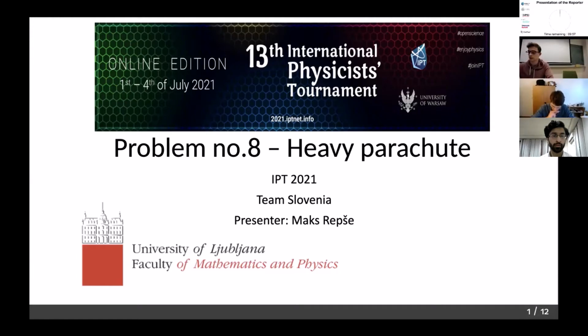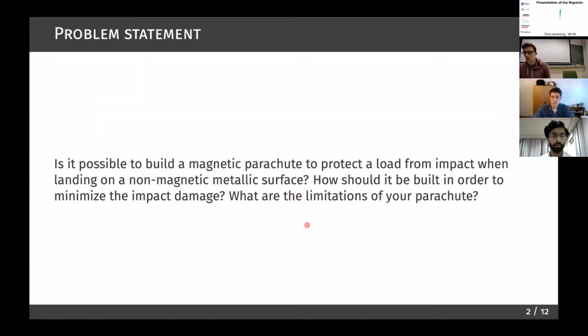Okay, so I am Max Rupšev from Slovenia, and I will be presenting problem number 8, heavy parachute. The problem asks us if it is possible to build a magnetic parachute to protect the load from impact when landing on a non-magnetic metallic surface. It goes on to ask how should it be built in order to minimize the impact damage and what are the limitations of our parachute.